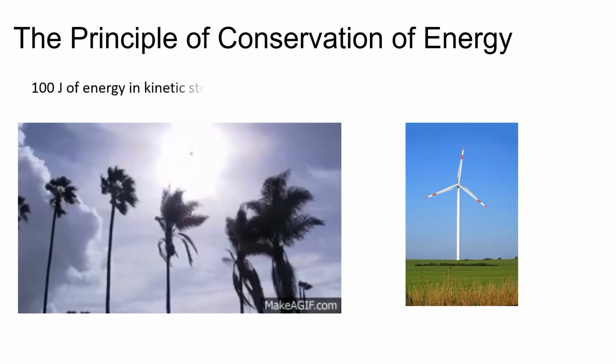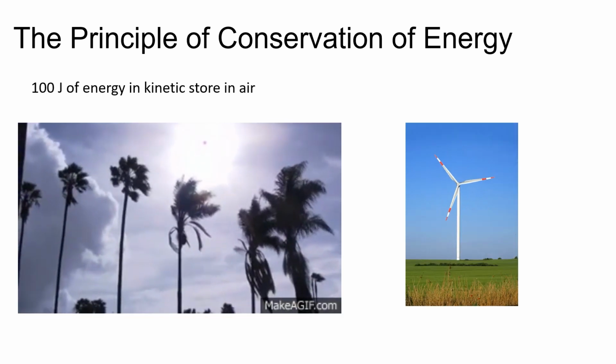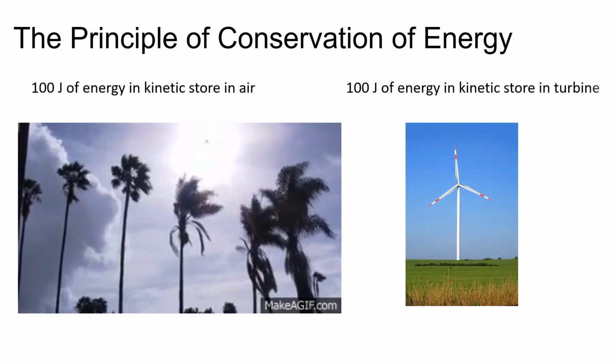Another example: there is 100 joules of energy in the kinetic store of the wind blowing against a windmill. A maximum of 100 joules of energy can be transferred to energy in the kinetic store of the windmill. The total energy in both stores must remain constant before and after the transfer.